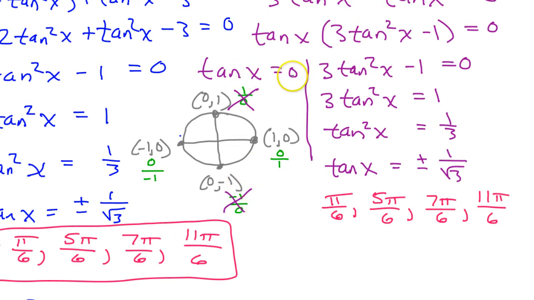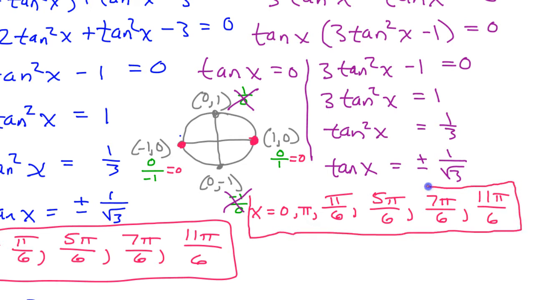Now we want the tangent to equal 0. So that's what's going to happen here. All right, 0 divided by 1 is 0. 0 divided by negative 1 is also 0. That's why both of these are solutions. So in addition to the list that we already have, we have angle 0 and pi. So I'm just going to add those to my list. So now I have x equals 0 and pi in addition to the rest. Okay, so this is the complete list of solutions.